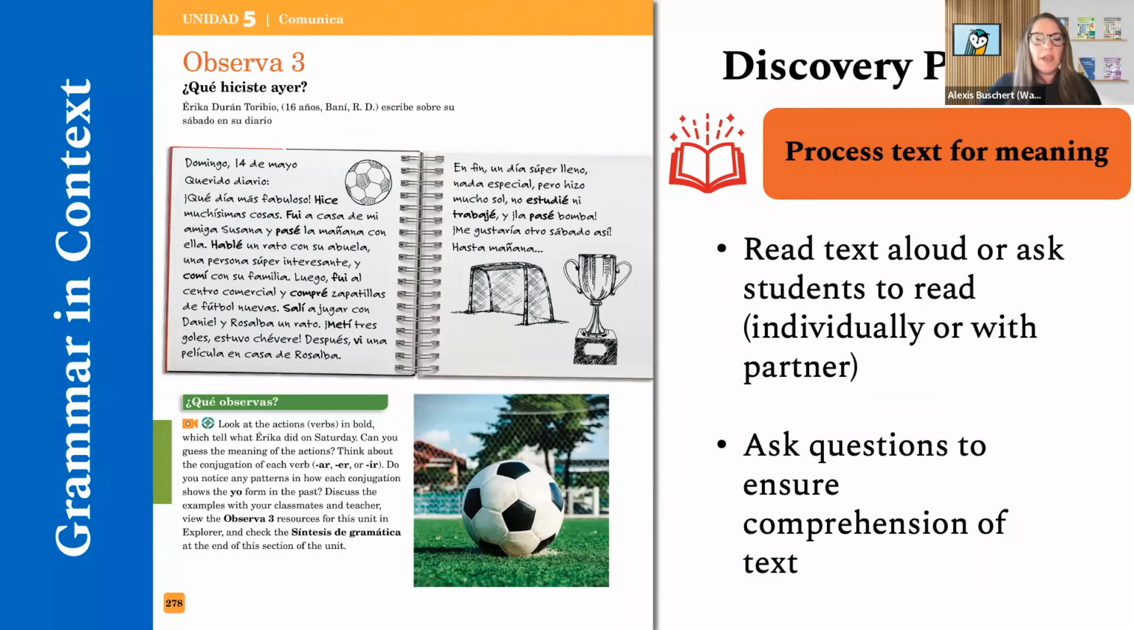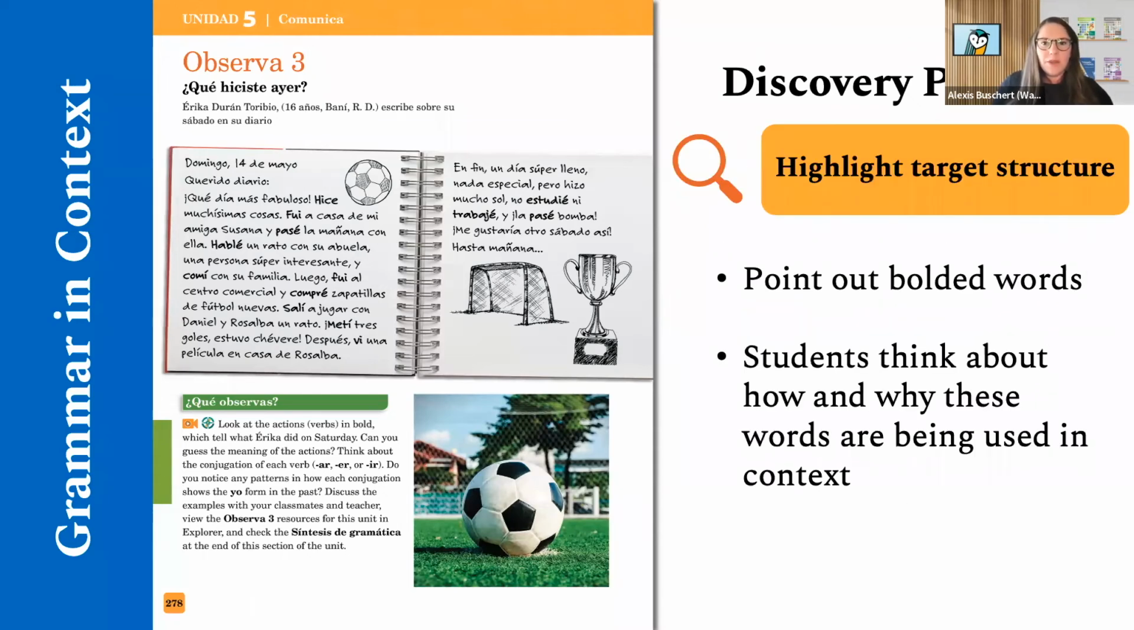This could be lyrics to a song, a series of memes, a comic strip, an authentic resource in some way, or maybe an excerpt from a novel that you're reading together as a class. In this case, we have this diary entry here using our structure that we're looking for. During this first step, again, I'm not focusing on the target structure, but rather on ensuring that students understand the gist of what they're reading.